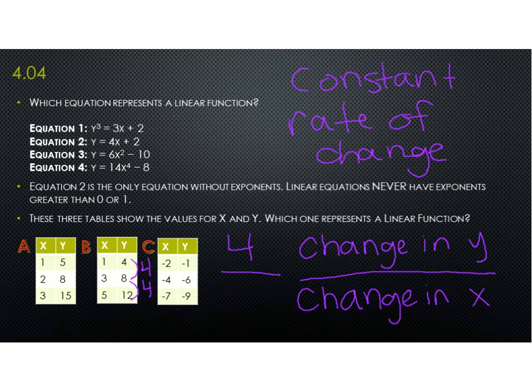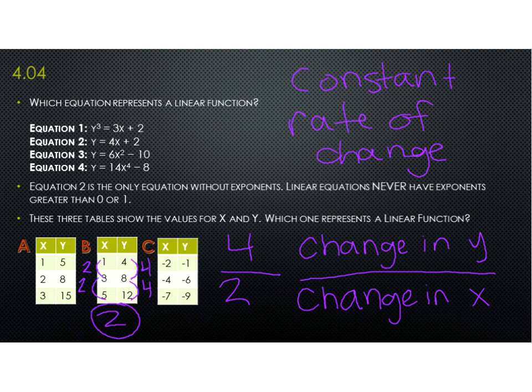Now we look at our change in X. 1 jumps to 3. That's a change of 2. 3 jumps up to 5. That is also a change of 2. So because our increase is the same number each time, this is a rate of change of 4 over 2, which is a rate of change of 2. You can simplify it. So that is going to be your constant rate of change.